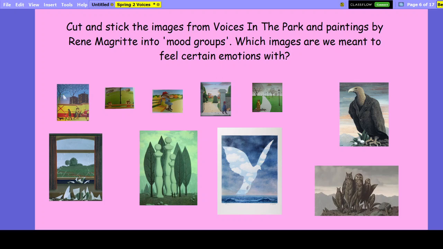Like, how do you know that these ones are meant to be hopeful and happy? How do you know that the other ones are meant to be kind of sad and spooky and scary? What is it about them that gives this mood? And do they have these in common?